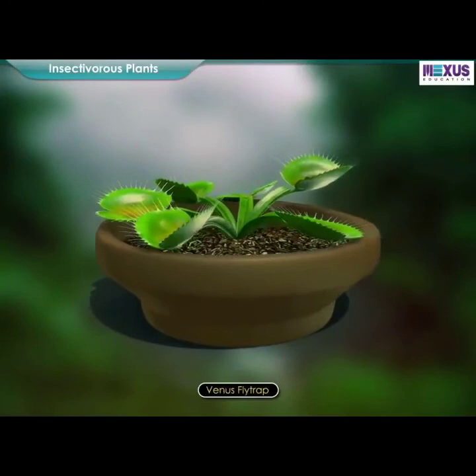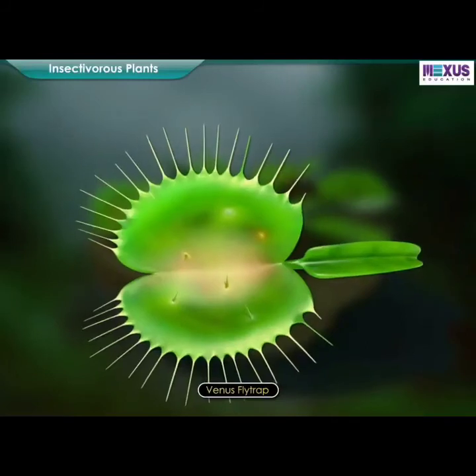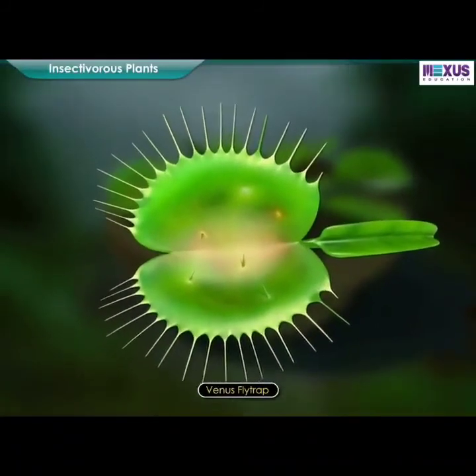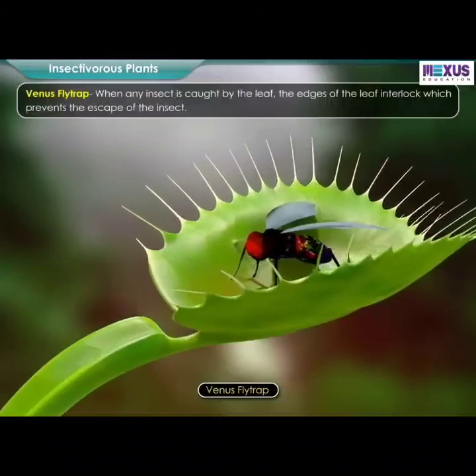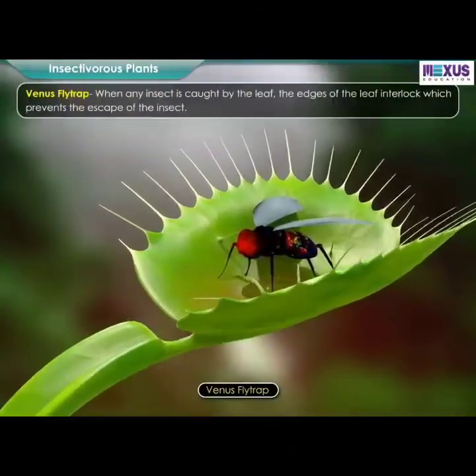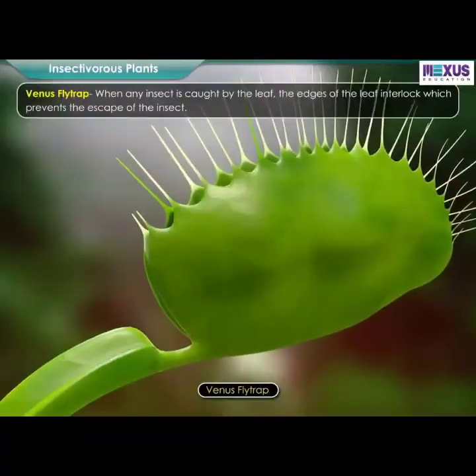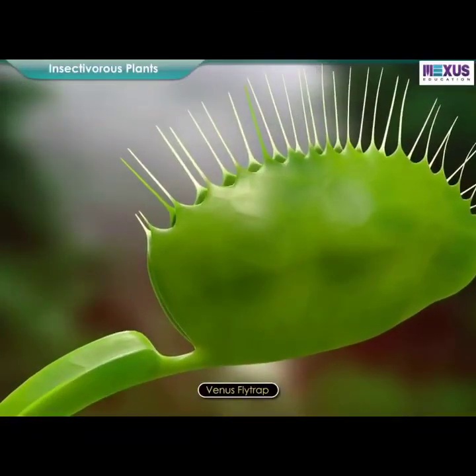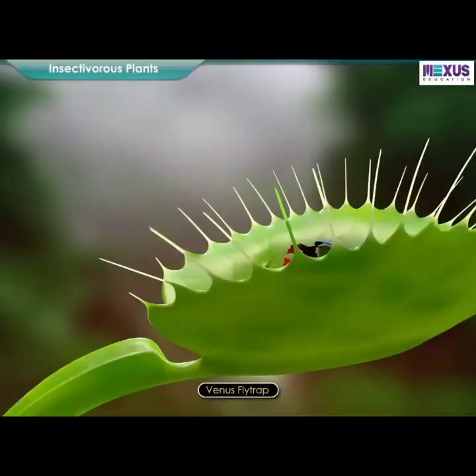Venus flytrap. In this, the edge of the leaf has long pointed, stiff hair. The leaf blade is divided into 2 parts, and the midrib acts as a hinge. When any insect is caught by the leaf, the edges of the leaf interlock. This prevents the escape of the insect. The plant secretes juices which digest the insect.